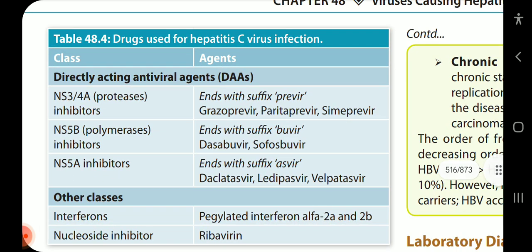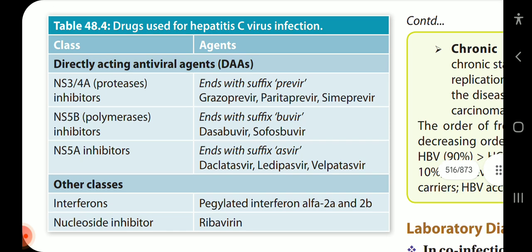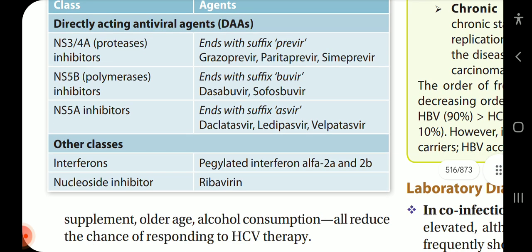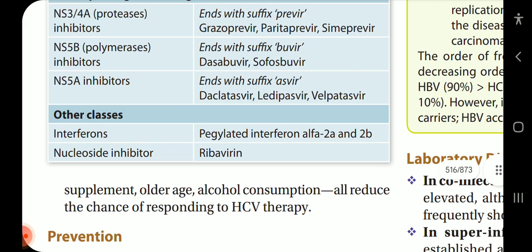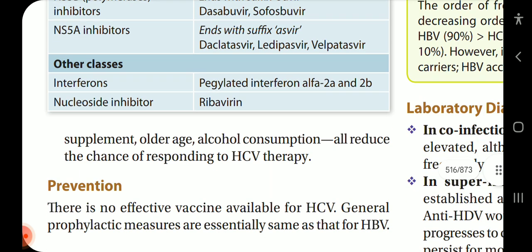In this table, we see the drugs used for hepatitis C virus infection. The direct acting antiviral agents, DAAs: NS3 or 4A protease inhibitors end with the suffix previr: grazoprevir, paritaprevir, simeprevir. NS5B polymerase inhibitors end with the suffix buvir: dasabuvir, sofosbuvir. NS5A inhibitors end with the suffix asvir: daclatasvir, ledipasvir, velpatasvir. Other classes: interferons, pegylated interferon alpha 2A and 2B, and the nucleoside inhibitor ribavirin.